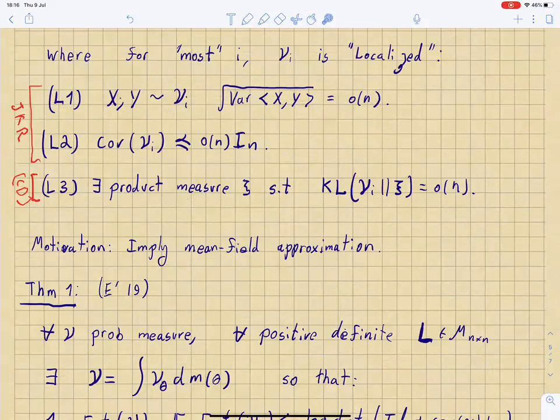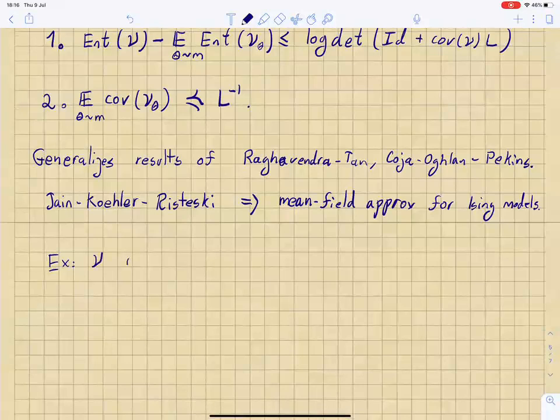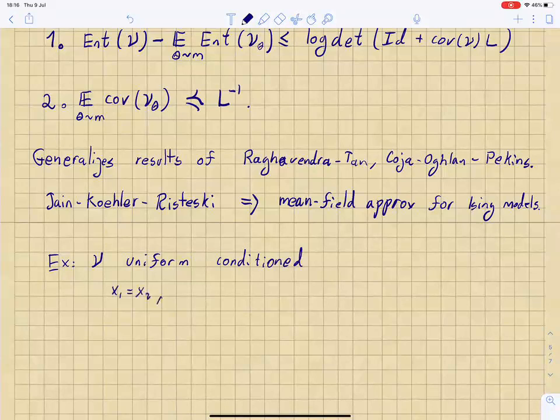So here is a quick example to see that you cannot expect to get this stronger localization in the sense of L3 if you don't assume anything at all about your measure. A simple example is nu, the uniform measure conditioned on the event that x1 is equal to x2, x3 is equal to x4, x5 is equal to x6, etc.